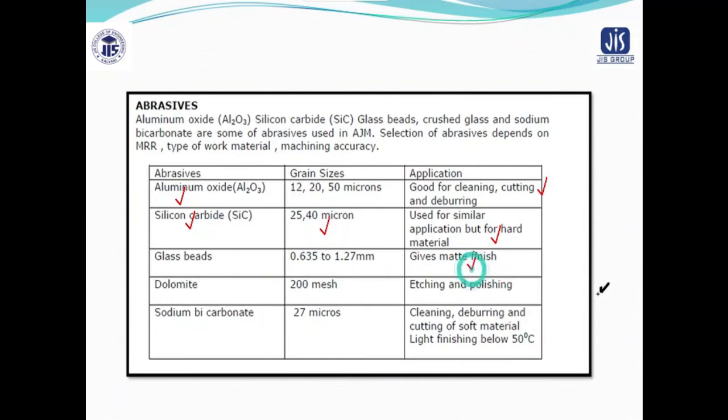If I want to give a matte finish, then the glass bead abrasive must be selected, and it should vary between 0.635 to 1.27 millimeter. Now if I want an application for etching and polishing process, then I must use dolomite, and the size should be 200 mesh. Now if I want to go with cleaning, deburring and cutting a slot of material or light finishing below 50 degrees Celsius, then I must go with sodium bicarbonate, and the grain size must be 27 microns. Now let's move to the next slide.